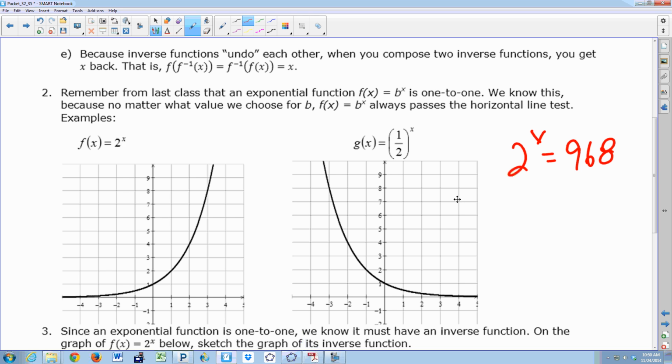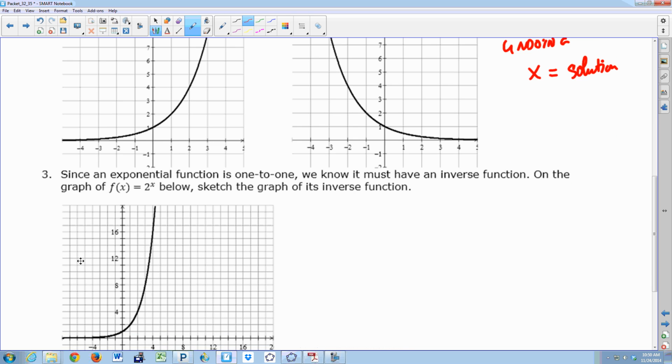I don't know how to do that. I don't know how to undo exponentiating with a base of 2. I have no idea. Well, I do, but we don't as of yet because we haven't gotten to that part in Math 107. So what I want to do is find some way of undoing this so that I get x equals some solution. Okay, and that's what we're going to learn how to do today.